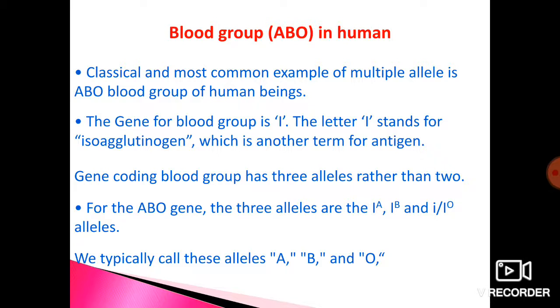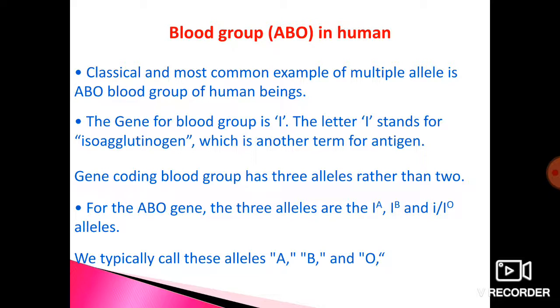So what does this really mean? Let me tell you that there is a gene, like for every character. The character blood group is also controlled by a gene, and this gene is denoted by the capital letter I, which stands for isoagglutinogen. Of course, it is another name for antigen. Now, what is it? It's a protein.